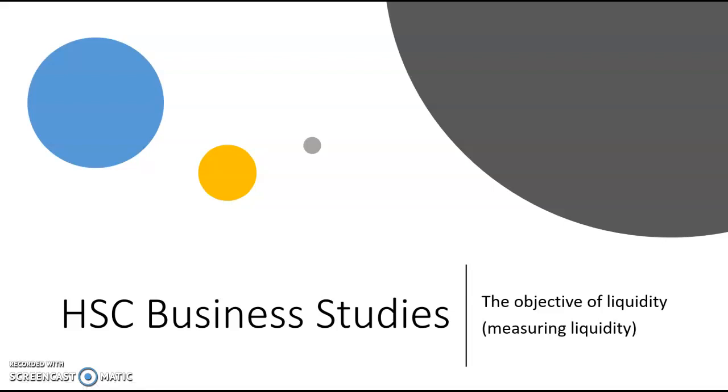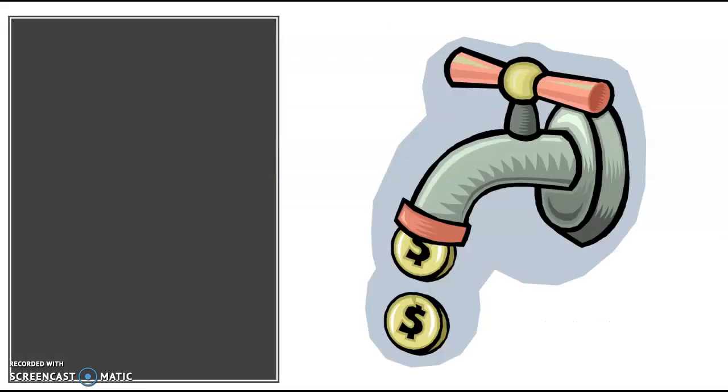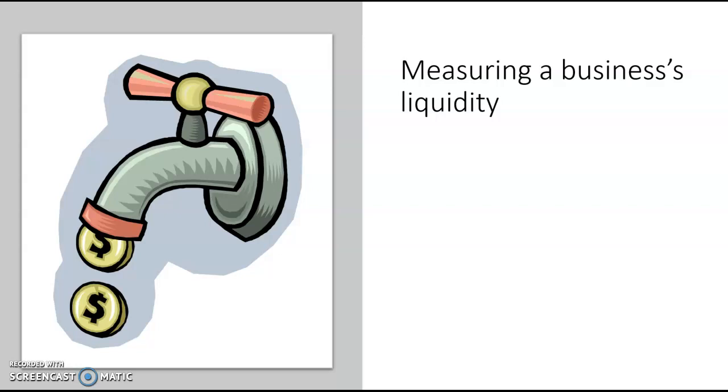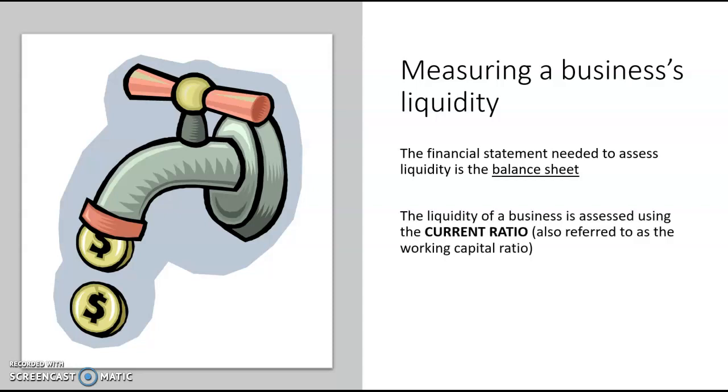Let's look at how we can now measure the liquidity of a business. So remember, it's all about the business being able to turn on that metaphorical tap and have the cash there ready and flowing to pay debts when they fall due. So when we're measuring a business's liquidity, we're going to need the balance sheet. We're going to need the balance sheet because we need to be able to calculate the current ratio.